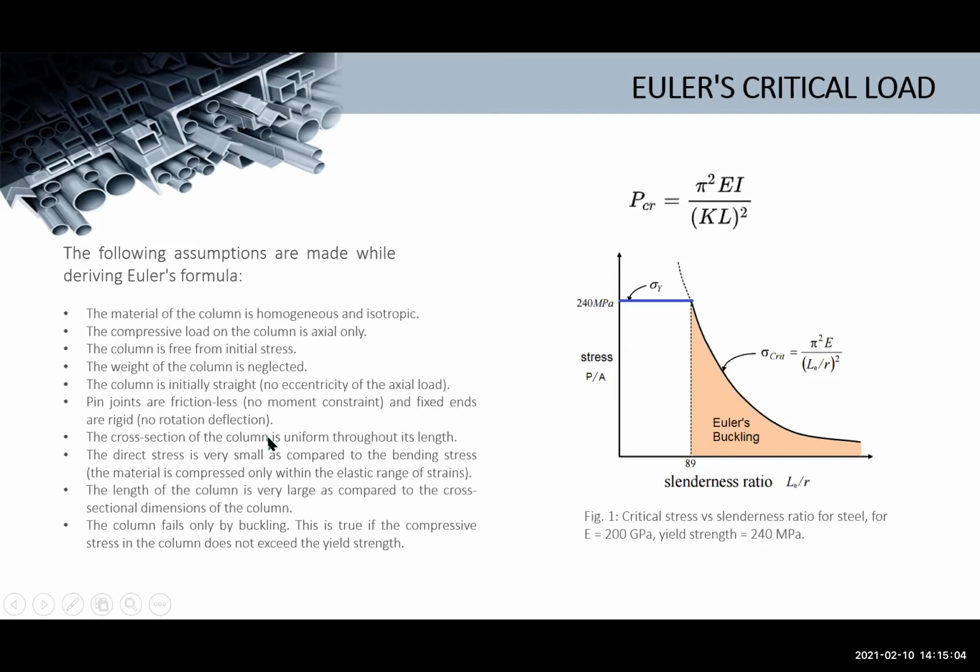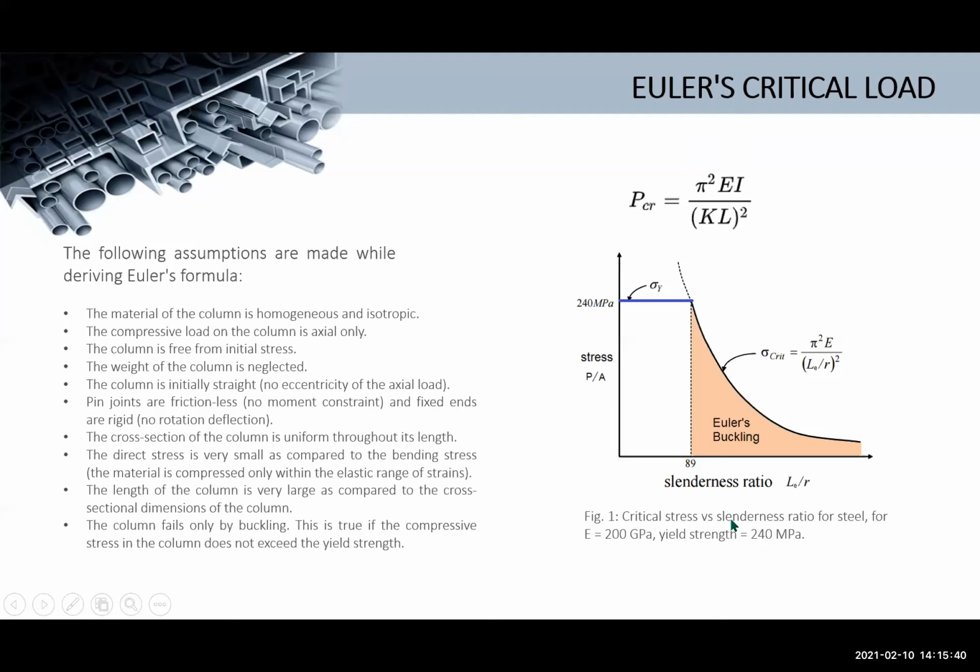And then the cross-section of the column is uniform throughout its length. The direct stress is very small as compared to the bending stress, that's why the direct stress is neglected. And then the length of the column is very large as compared to the cross-sectional dimension of the column. And then the column fails only by buckling. This is true if the compressive stress in the column does not exceed the yielding stress. So this is our PCR, or the critical force based on Euler's formula.